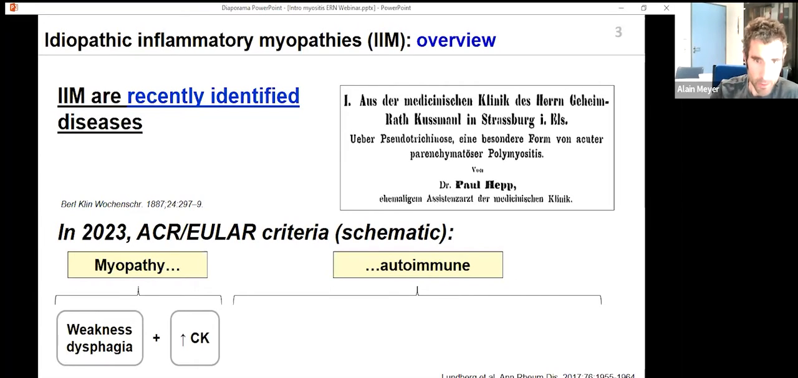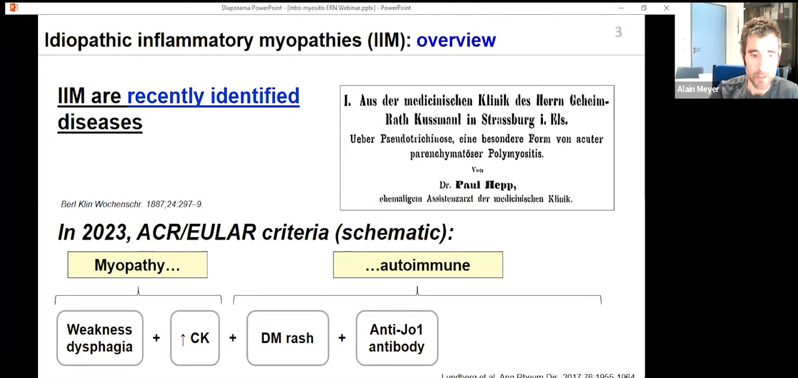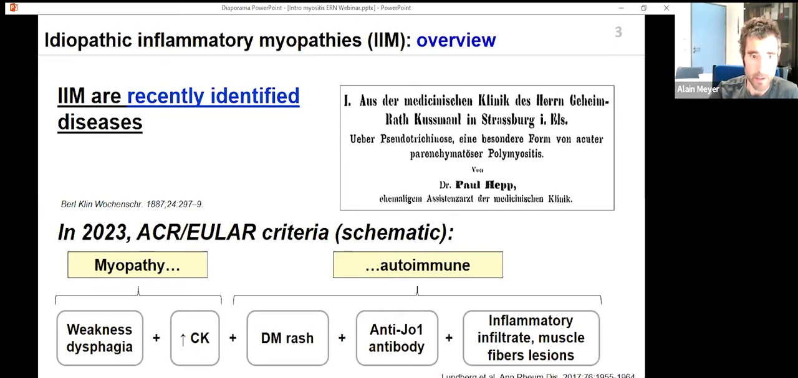According to ACR criteria, this evidence includes dermatomyositis rash. But we will see that other extramuscular signs are important for the diagnosis. The presence of anti-Jo1 autoantibody, but we will see that other autoantibodies are also very useful for the diagnosis. And the presence of peculiar lesions in the muscle biopsy.